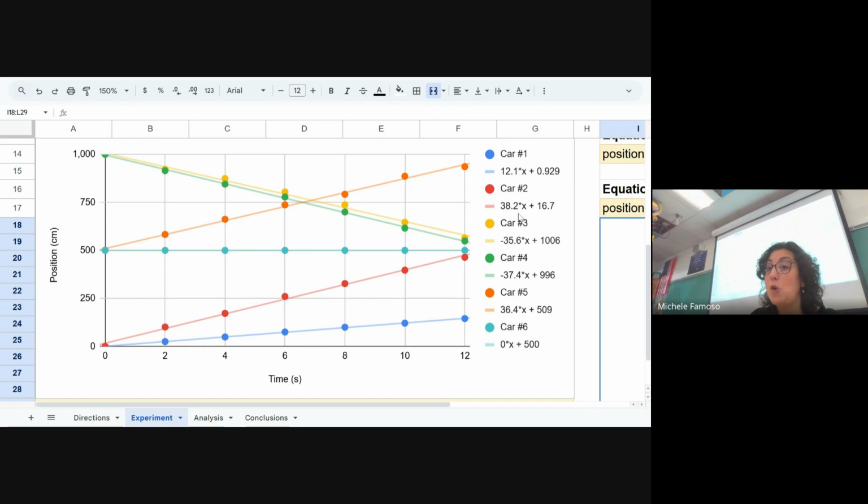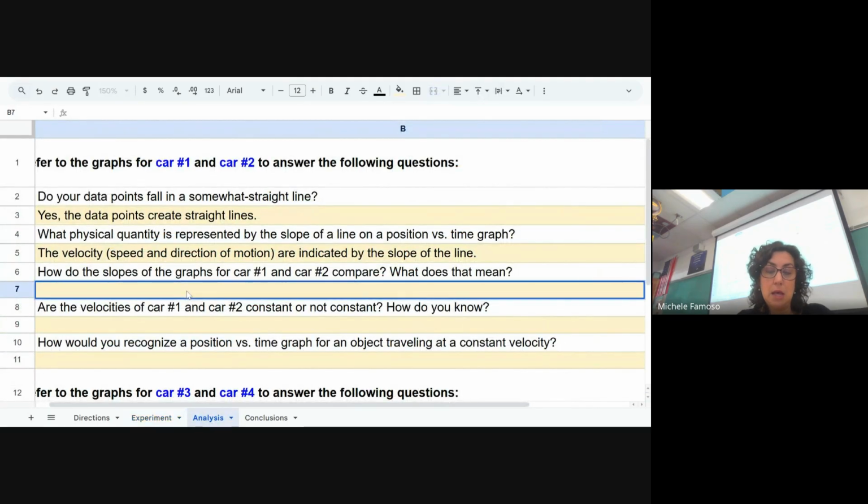So the slope is, look at the number. The number is bigger. Okay, so let's go ahead and answer that question. The slope of car number 2 is larger than the slope of car number 1.